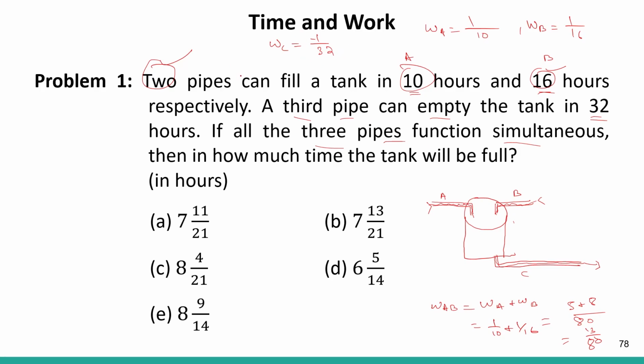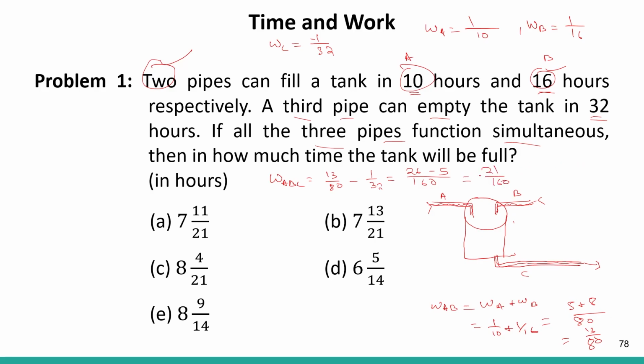The combined work rate of ABC, WABC, is equal to the work rate of A plus the work rate of B, which is 13 by 80, minus 1 by 32. The common denominator is 160, so it will be 26 minus 5, which is equal to 21 by 160.